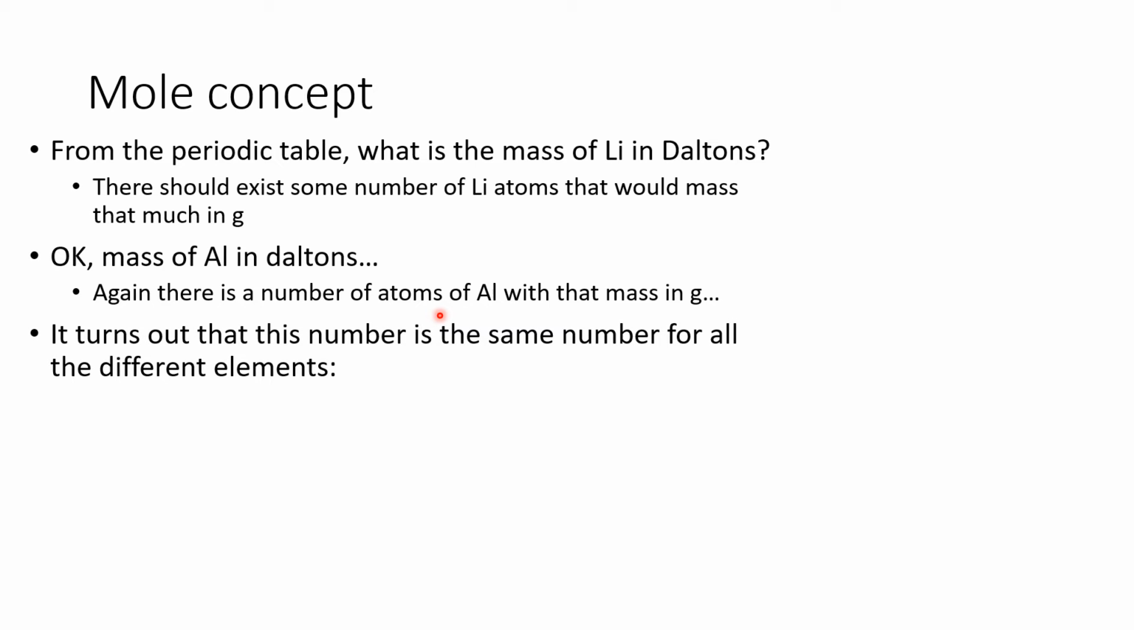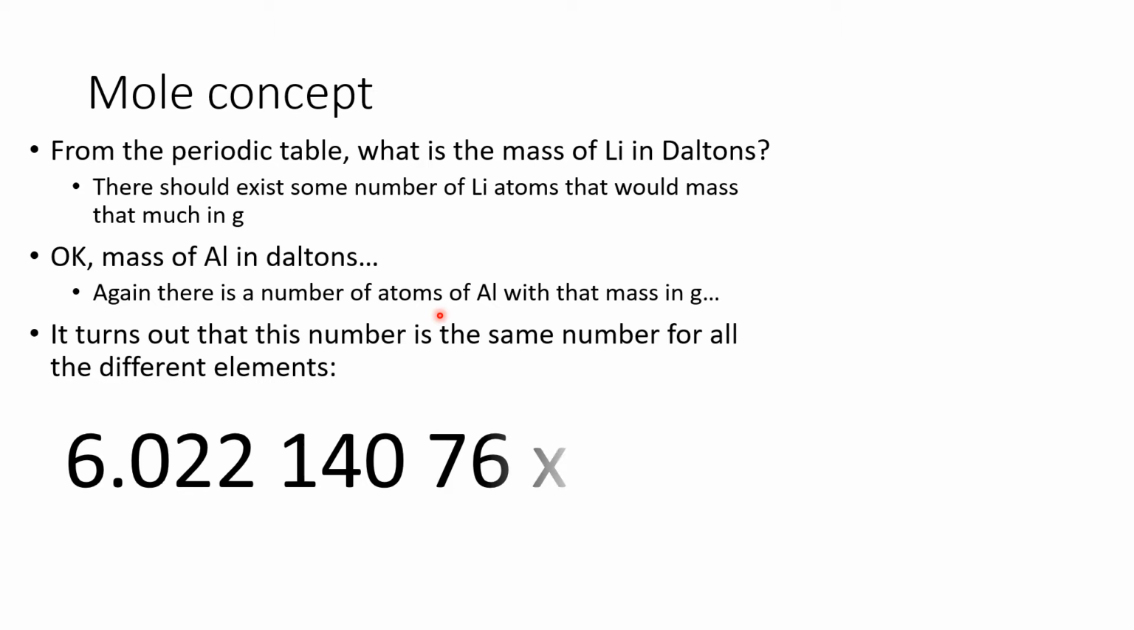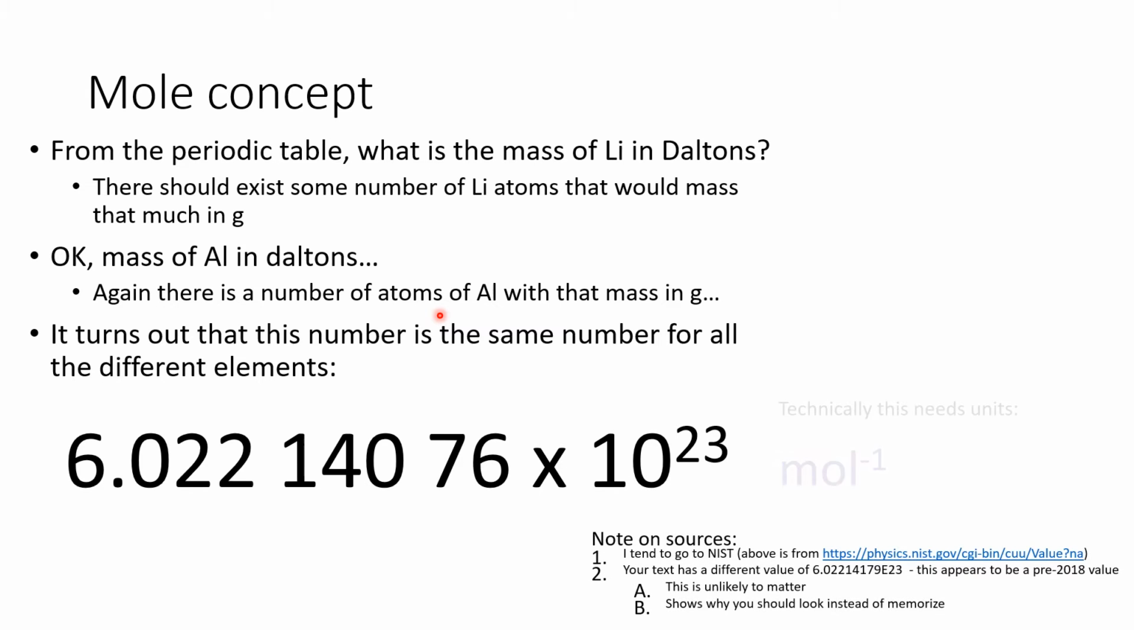number. In fact, it turns out that it is the same number that will do that for every element out there. This is the number: 6.022. I'll usually round it off that far, but you can look it up and have more decimal places if needed for the significant figures you're working with in a problem. But 6.022 times 10 to the 23rd. Now, technically this needs a unit. So it is 6.022 times 10 to the 23rd things per mole.